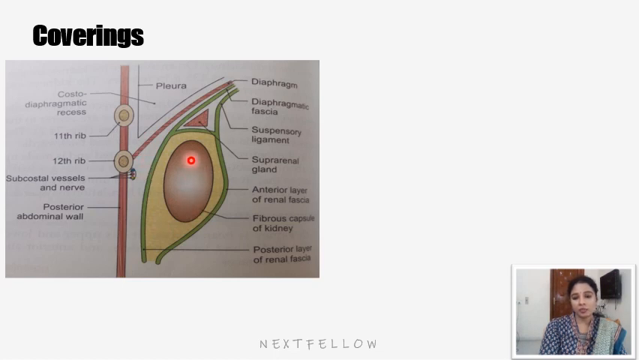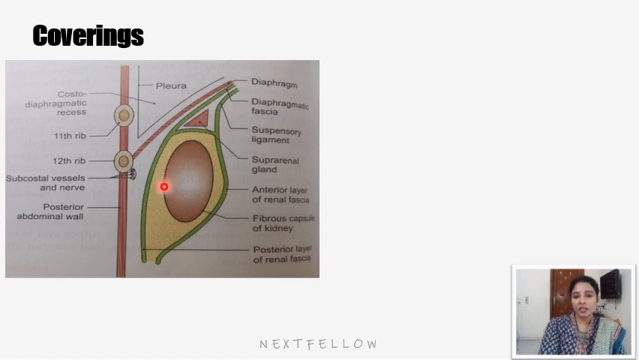This is a schematic image to demonstrate the coverings. So this is the kidney. This black line represents the fibrous capsule of the kidney, and the fibrous capsule is surrounded by the renal fascia, which is a false capsule. This green one is the false capsule, and between the fibrous capsule and the renal fascia, the gap is filled with fat which is called perinephric fat.